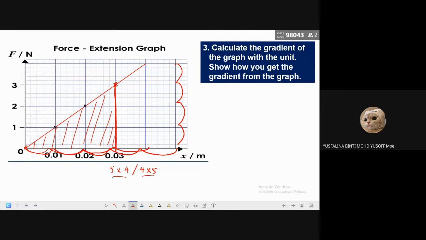So your graph should be like this. This is the minimum. Let's say you want it bigger, more than 5 times 4 or 4 times 5, you can use that also. But this is the minimum. So this is how you calculate the gradient. You must have the triangle.